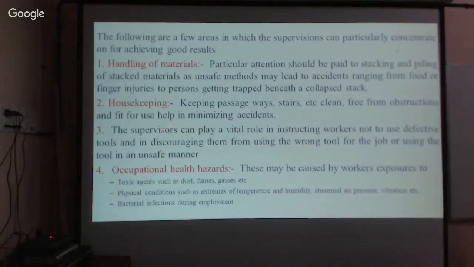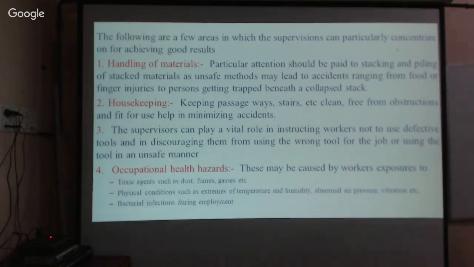Then the supervisors can play a vital role in instructing workers not to use defective tools and in discouraging them from using the wrong tool for the job or using the tool in an unsafe manner.